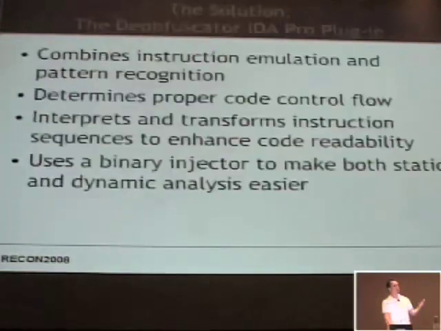So I'm going to show you our solution, which is our Deobfuscator plugin. We combine emulation techniques. We can emulate math operations and things going on in the stack, and we just do it on a case-by-case basis. We find the beginning of a pattern, and then we emulate until that pattern no longer matches. Then we move on to the next set of instructions and look for more patterns. We try to determine the proper control flow by getting rid of anti-disassembly.